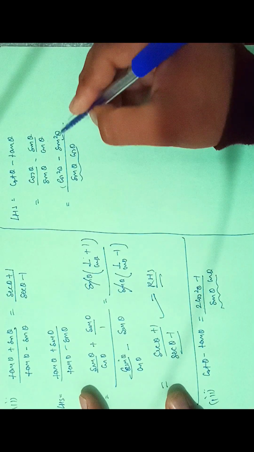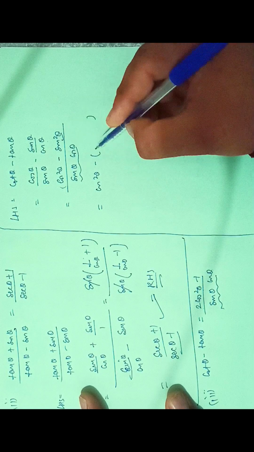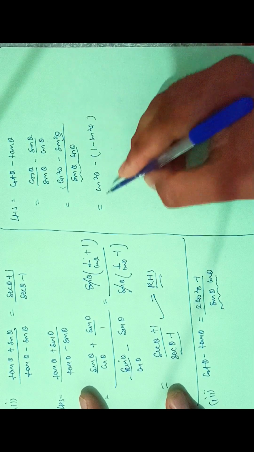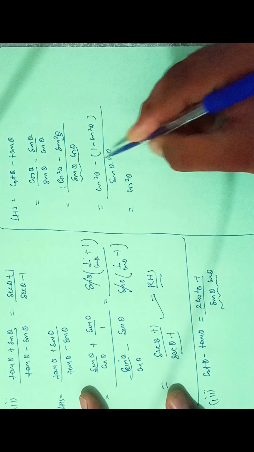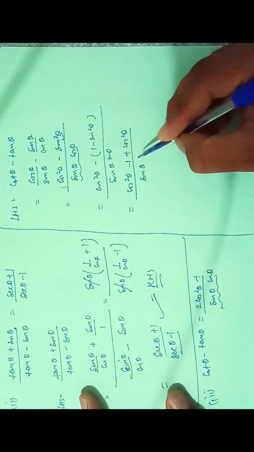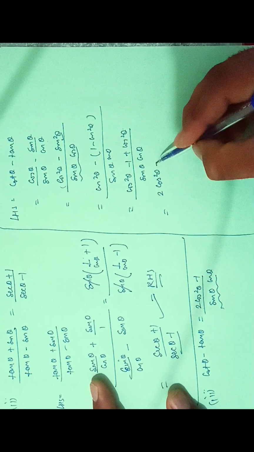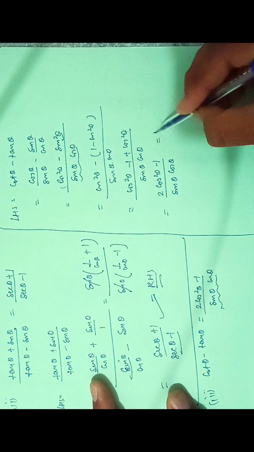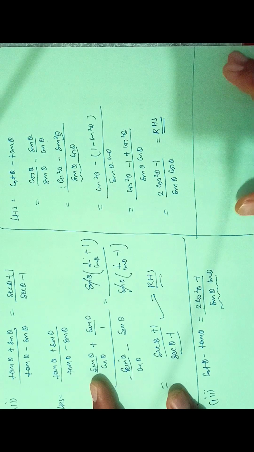So I'll omit this sin square theta by using 1 minus cos square theta. I can use 1 minus cos square theta instead of sin square theta, over sin theta into cos theta. Now simplify and solve this. It will be minus 1 plus cos square theta upon sin theta into cos theta. Cos square plus cos square will be 2 cos square theta minus 1 upon sin theta into cos theta, and this is the very term we have to prove. So this is the right hand side.